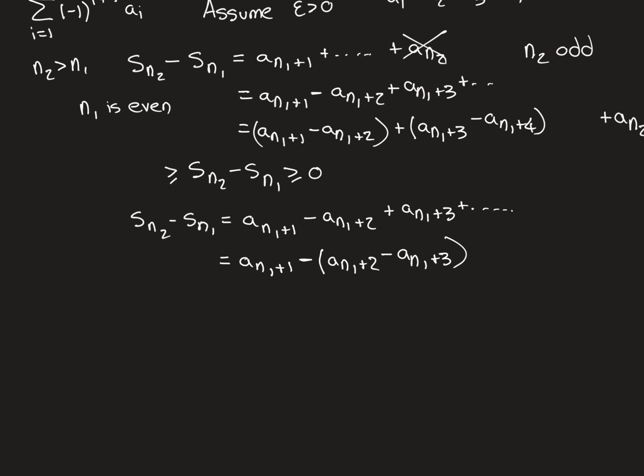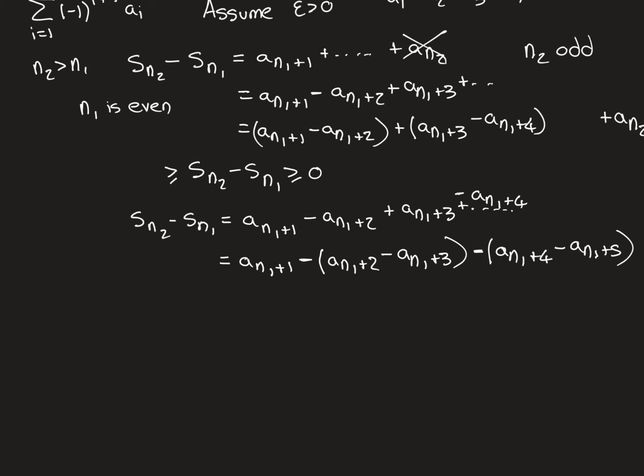Again, you need to suck a minus out of the brackets. So the next term along would be a_{n1+4}, and that would be a minus term. So we're again going to take the minus out of the brackets, and we'll have a_{n1+4}, and then minus a_{n1+5}. Now a_{n1+5} would have been a positive term, but because it's now got this minus outside at the front of the bracket, it's going to become a negative term.